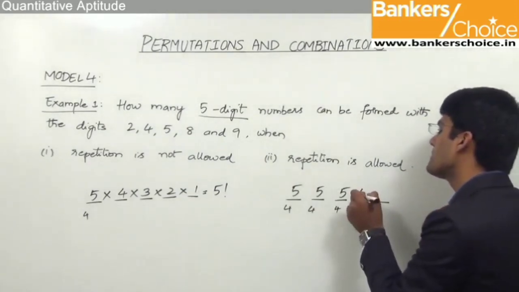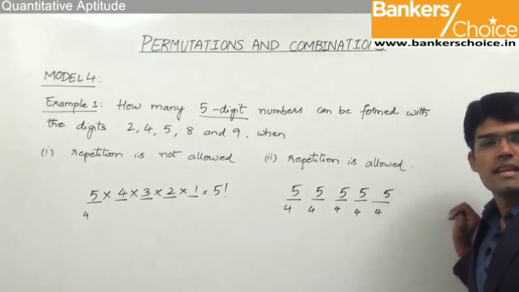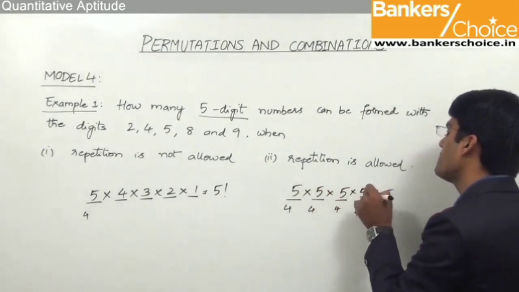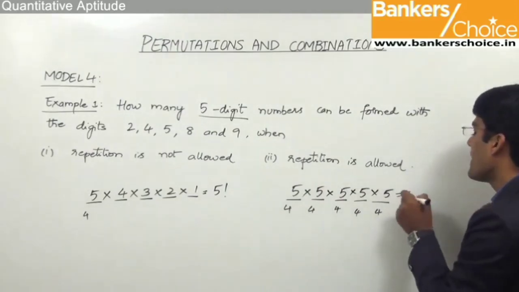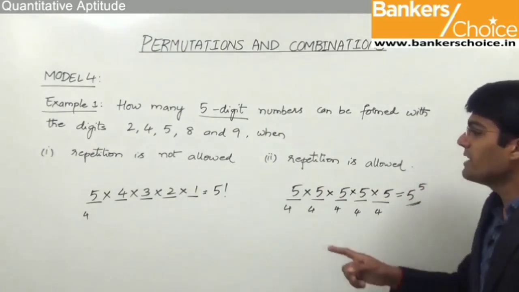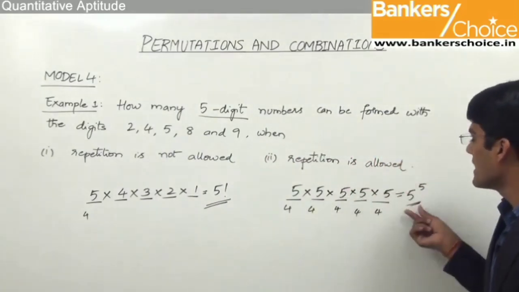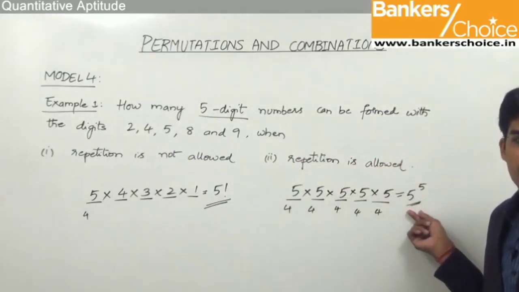Likewise, the fourth position can be filled in 5 ways, and the fifth position as well can be filled in 5 ways. Now going by the principle of multiplication, it is 5 into 5 into 5 into 5 into 5, which is nothing but 5 power 5. So when repetition is not allowed, the answer should be 5 factorial. And when repetition is allowed, the answer here will be 5 to the power of 5.